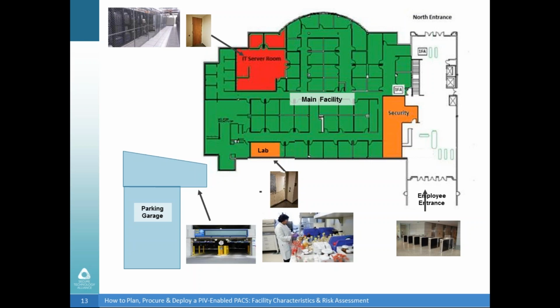NIST Special Publication 800-116, titled A Recommendation for the Use of PIV Credentials in PACS, introduces the concept of controlled, limited, and exclusion areas to employ risk-based PIV authentication mechanisms for differing areas within a facility. This example depicts the three variations. Controlled, shown in green, represents an area requiring a single factor of authentication.